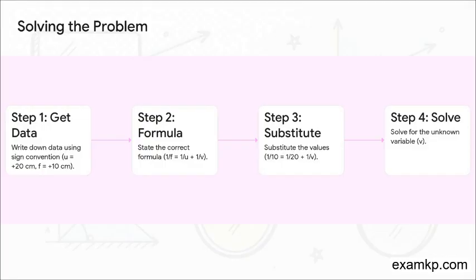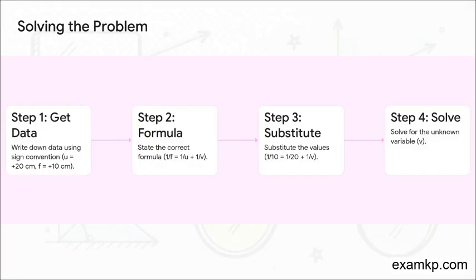First things first, we write down our data using our new best friend, the sign convention. Object distance, u, is plus 20 centimeters. Because it's a concave mirror, the focal length f is also positive. So f equals plus 10 centimeters.